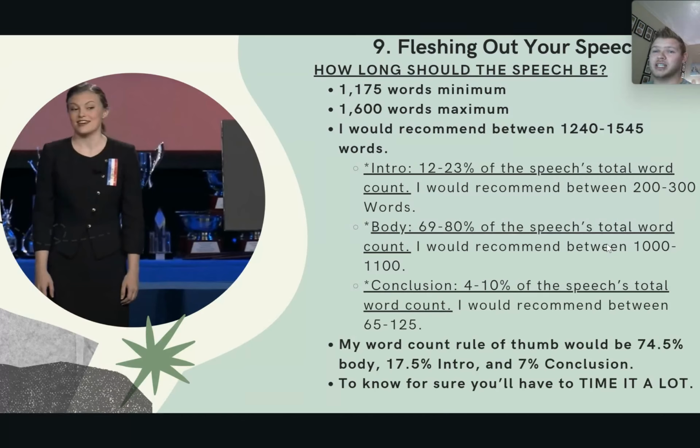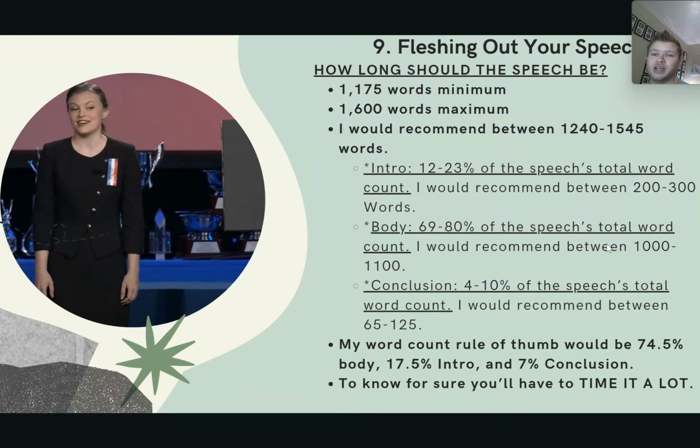This depends on how quickly you want to speak, how long the words that you're saying are, how you're using your visuals and whatnot. But in terms of breakdown, that means that the intro should make up about 12 to 23% of your speech's total word count. The average amount of words in an introduction is 251, and the median is about 245. 90% of introductions in finals are between 167 and 334 words. So my recommendation would be somewhere between 200 to 300 words.